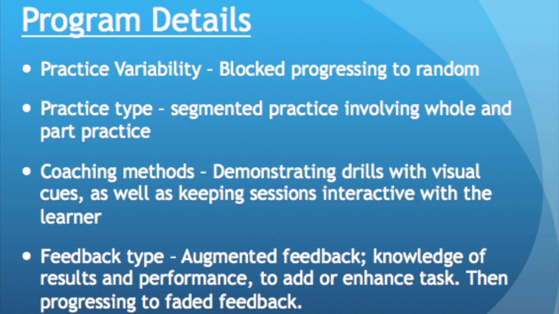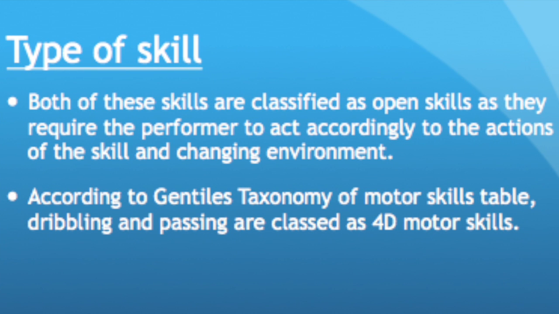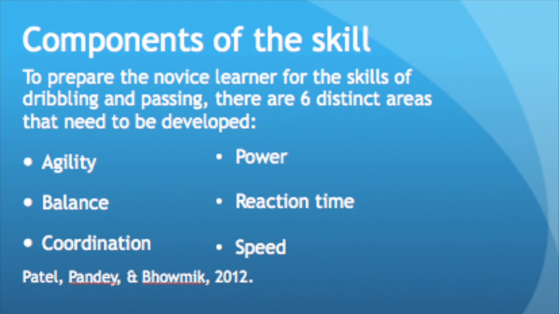The feedback will be lessened as the weeks increase so the learner does not become feedback dependent, which may be detrimental to learning. The basketball pass and the basketball dribble are classified as open skills, as they require the performer to act accordingly to the actions of the skill and the changing environment. According to Gentile's taxonomy of motor skills table, dribbling and passing are classified as 4D motor skills. To prepare the novice learner for the skills of dribbling and passing, there are 6 distinct areas that need to be developed. These are agility, balance, coordination, power, reaction time, and speed.